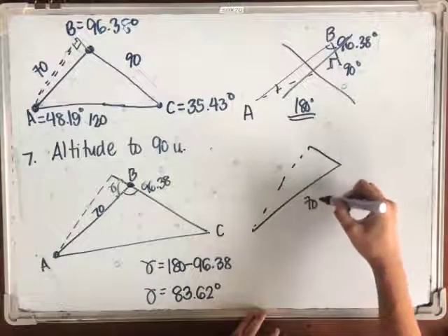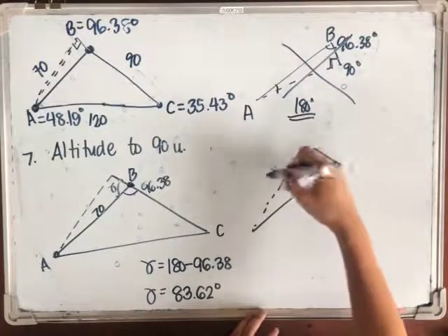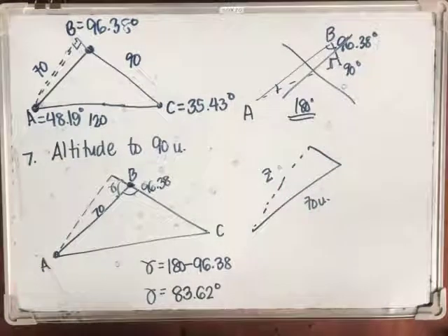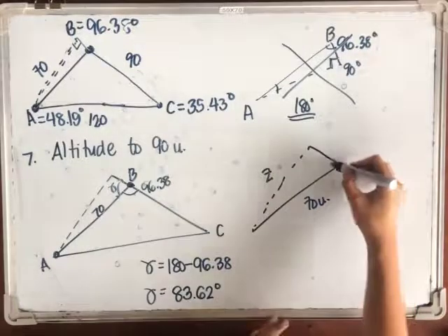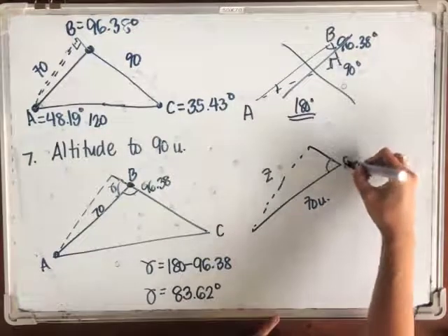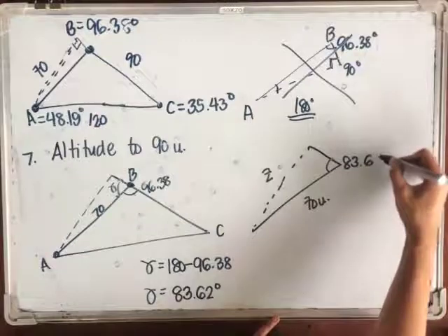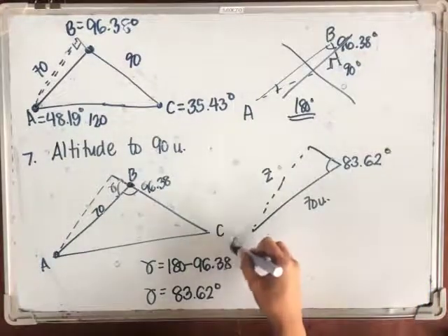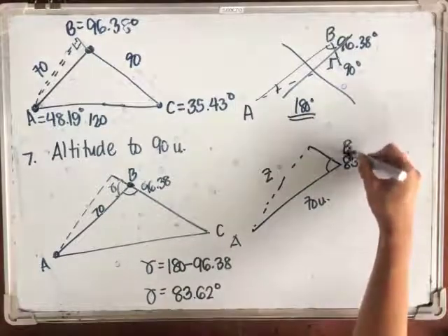So, if I draw that broken line now, this one is 70 units. This is what we are looking for, letter Z. Let's denote it with letter Z. That's the altitude to the 90 unit side. And this one here is angle gamma, 83.62 degrees. This is point A. This one is point B.